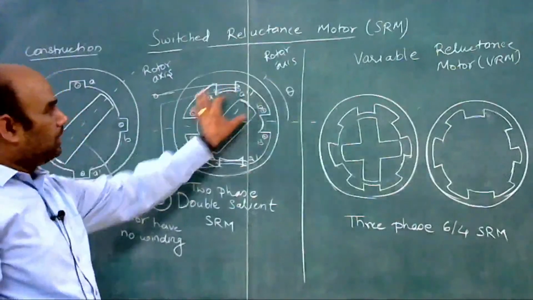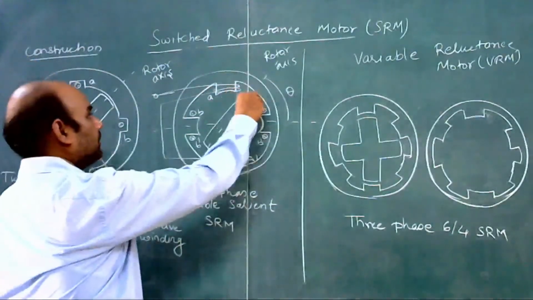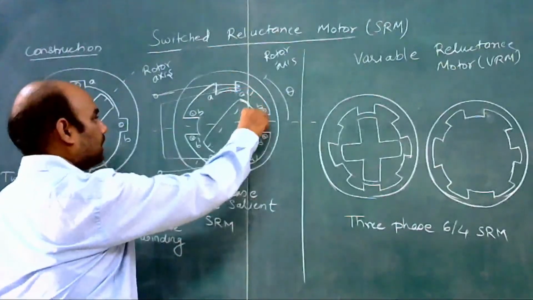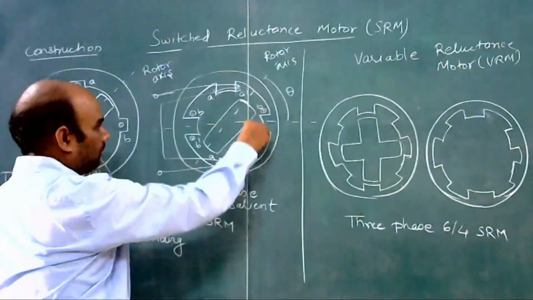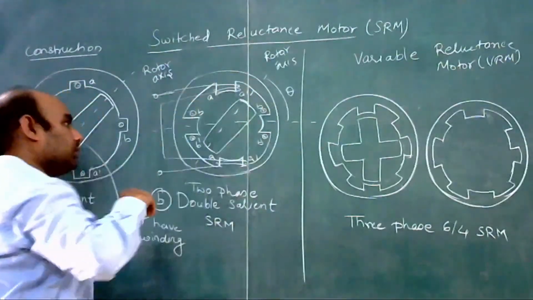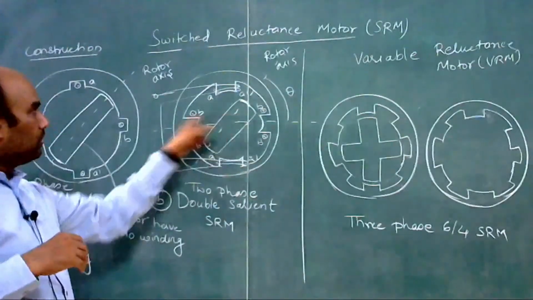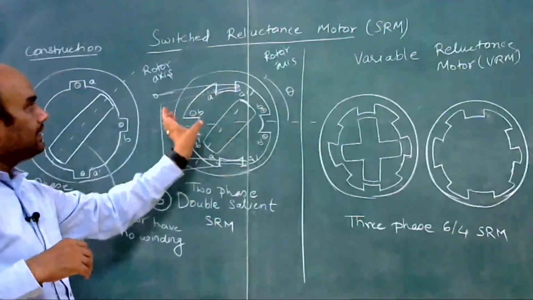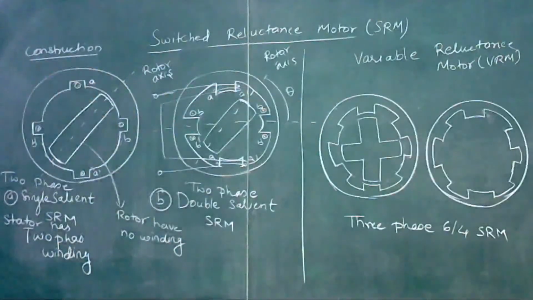Here the reluctance is minimum and the inductance will be maximum. Here the inductance will be minimum and the reluctance will be maximum. So here the reluctance is changing. Therefore it is known as the variable reluctance motor.